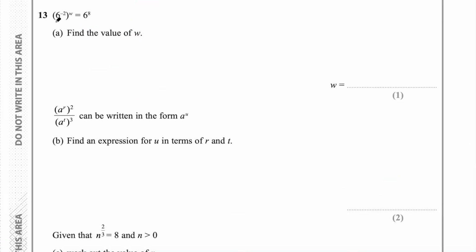Question 13 says 6 to the power of minus 2, all to the power of w equals 6 to the power of 8. Find the value of w. So this can be written as 6 to the power of minus 2w equals 6 to the power of 8. When you expand those brackets out, you need to multiply the powers. So therefore, minus 2w equals 8. So therefore, w equals minus 4. Final answer for 1 mark.